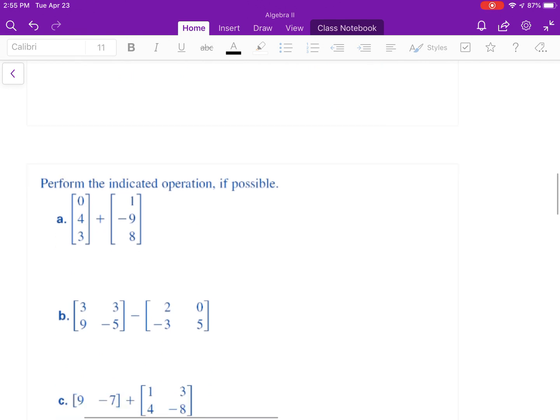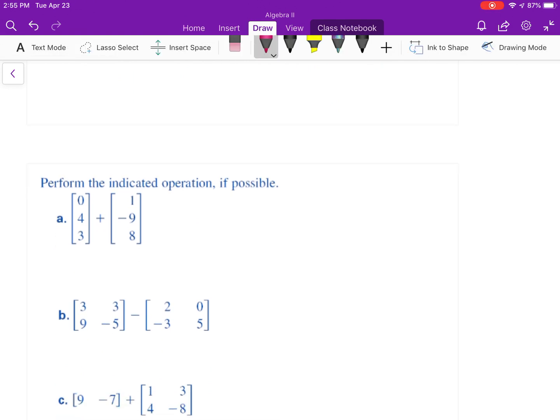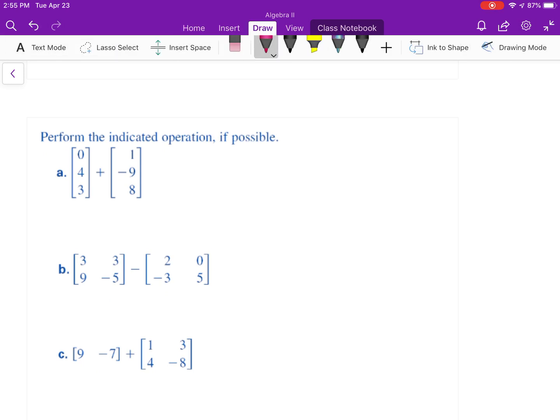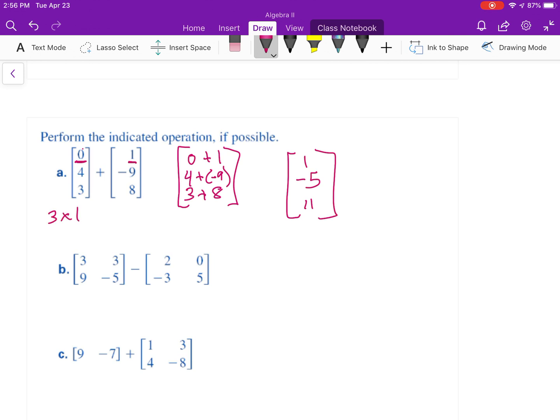Okay. Addition. With matrix addition, it's basically adding corresponding spots. So in one matrix, in row 1, column 1, I got 0. In the other, row 1, column 1, I got 1. So I'll take 0 plus 1 and get 1. 4 plus a negative 9 to get negative 5. 3 plus 8 to get 11. I took a 3 row by 1 column matrix, another 3 by 1 matrix, added them together, and I got a 3 by 1 matrix. So it's adding a bunch of integers is what it is.